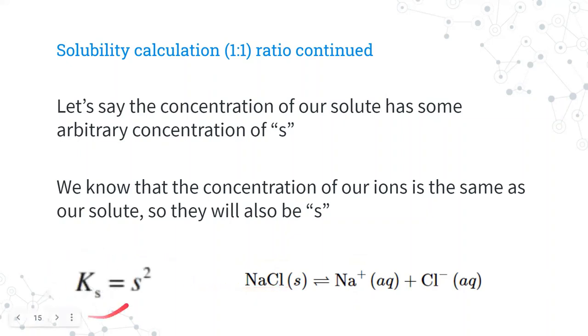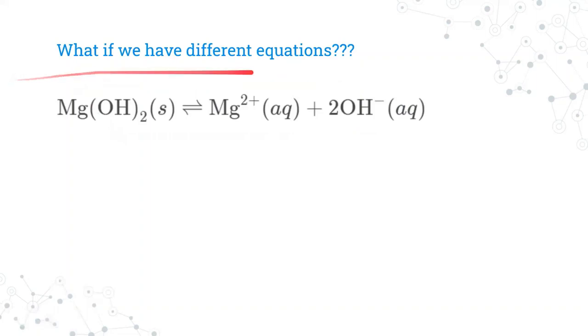And so if we were to write that in an equation, we can see that the Ks of this specific equation is equal to S, the concentration of Na+, multiplied by S, the concentration of Cl−, and that gives us S squared. But what if we have something a little different?